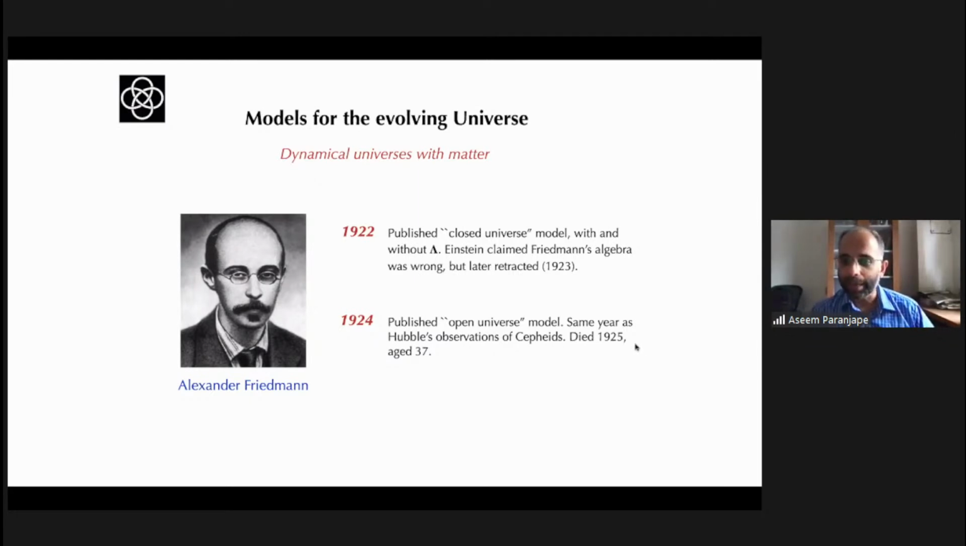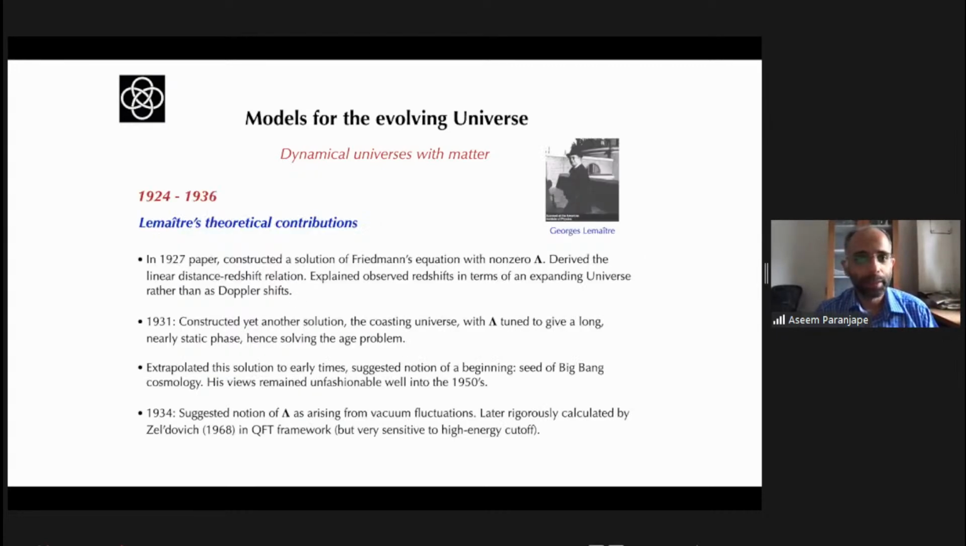Unfortunately, Friedman died in 1925, 4 years before Hubble's publication of the linear distance redshift relation, and 3 years before Lemaitre's French paper in which he derived the linear distance redshift relation. So Friedman never lived to see the vindication of his models, and he died extremely young at the age of 37. And finally, we come to Georges Lemaitre.